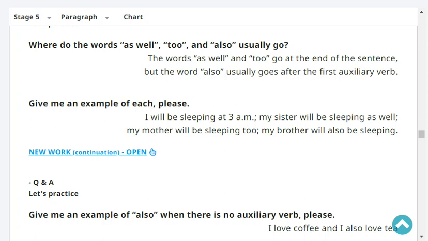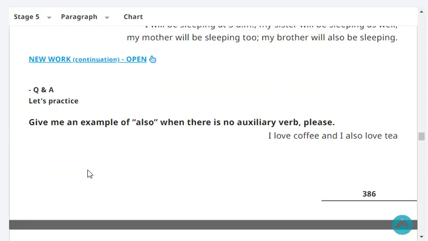I will be sleeping at 3 a.m. My sister will be sleeping as well. My mother will be sleeping too. My brother will also be sleeping. Reggie, give me an example of the word also when there is no auxiliary verb.